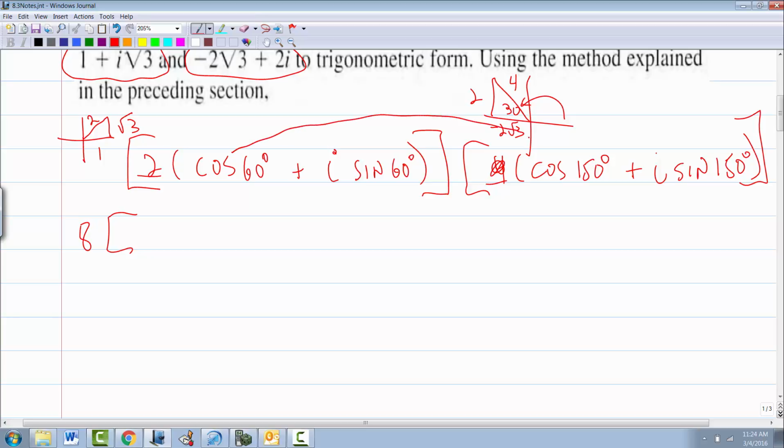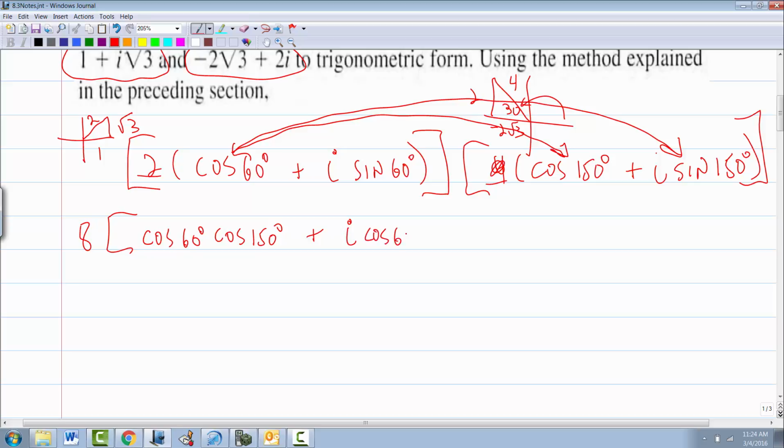And FOIL. You know what? I can't do anything to combine those. So I just have to write that as cosine 60, cosine 150. Doesn't it seem easier than the first way? Cosine 150. Doesn't it? And then this is, anyone? Plus nothing? I cosine 60, sine 150.